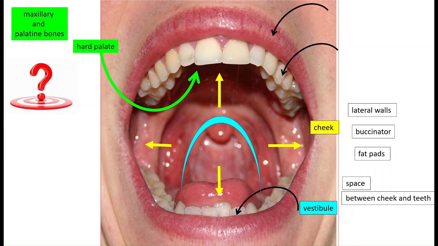Now, if you go deep into the mouth cavity, there is a gate to the oropharynx. This gate to the oropharynx has two lateral borders made by the arches of the soft palate, and in the middle the redundant uvula. This is the fauces.